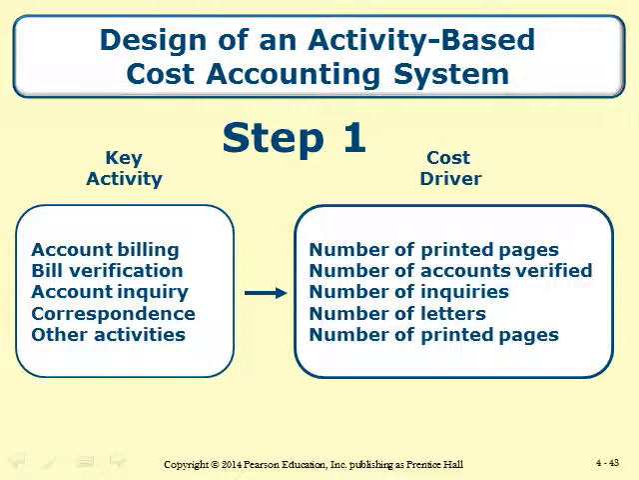For example, commercial accounts require account inquiry, correspondence, billing, verification, and other activities. We allocate the activity costs based on a measure of the amount of activity that each customer uses. For example, we allocate the account inquiry activity cost pool based on the number of inquiries received from residential and commercial customers.